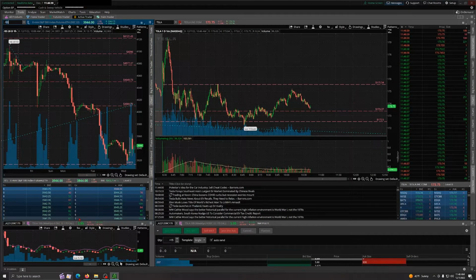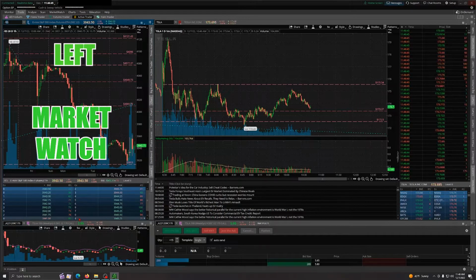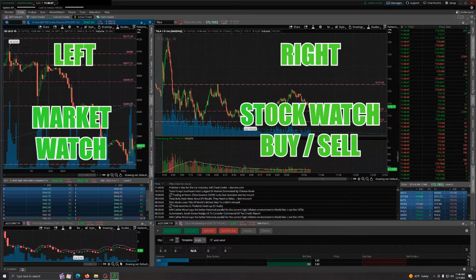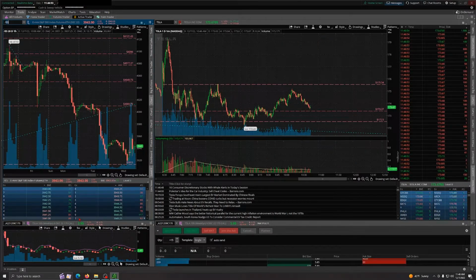Save the setup for your peace of mind. What I love most about this setup is the ease of using it. The left side's dedicated to the market. The right side is dedicated to a stock that I am looking at buying or selling. Okay, so let's go ahead and focus on the left side.